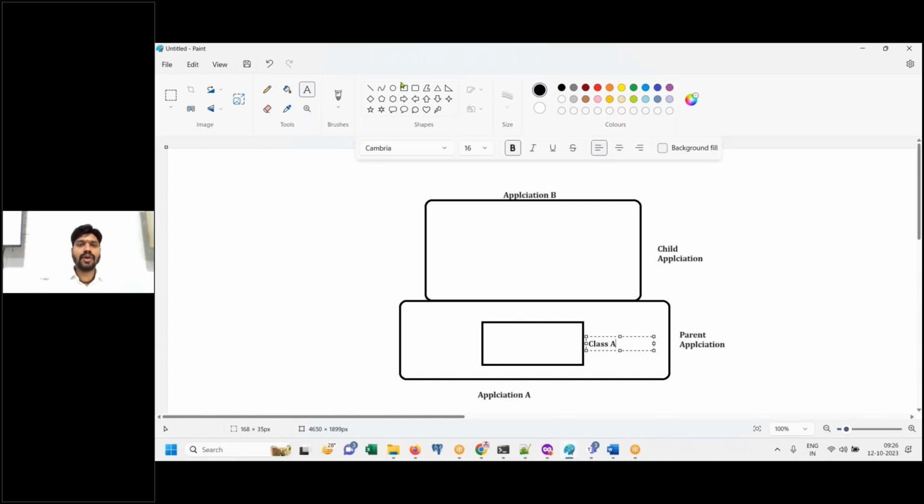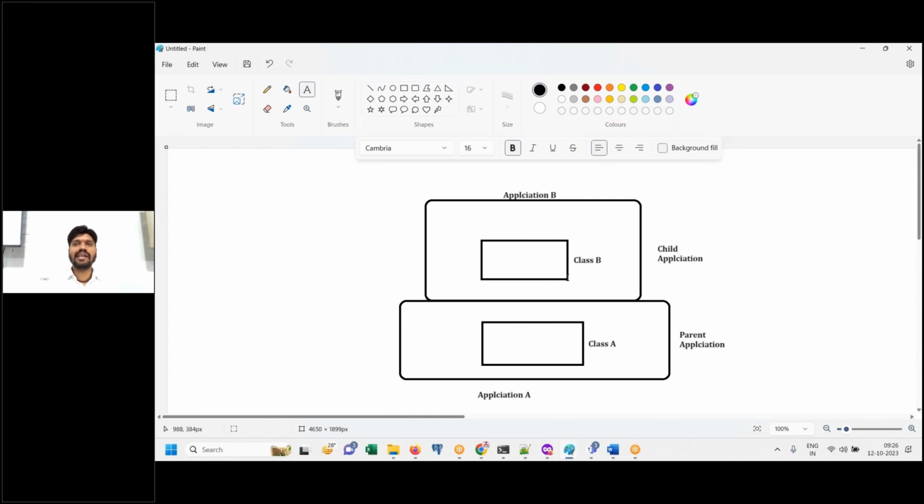Class A. Here you have another class, class B. Now, class B wants to access the features of class A. Listen to me carefully. It cannot access directly unless there is an inheritance relation defined between class B and class A.